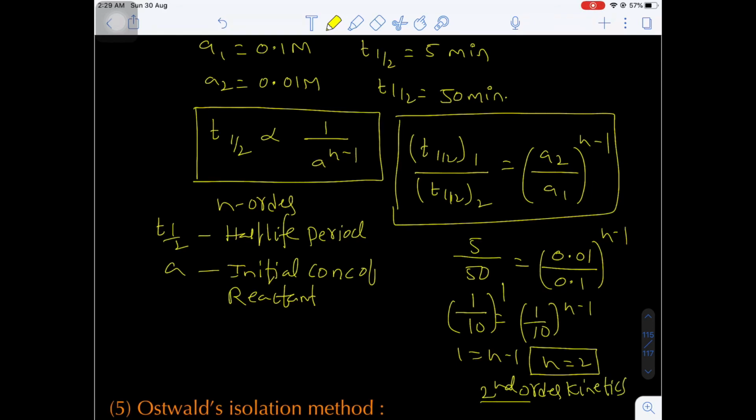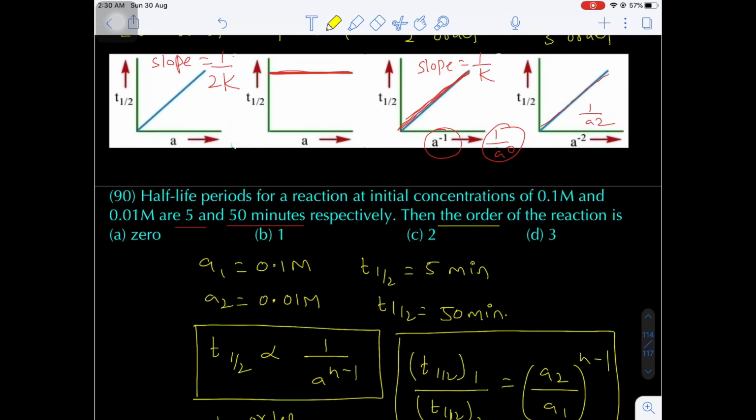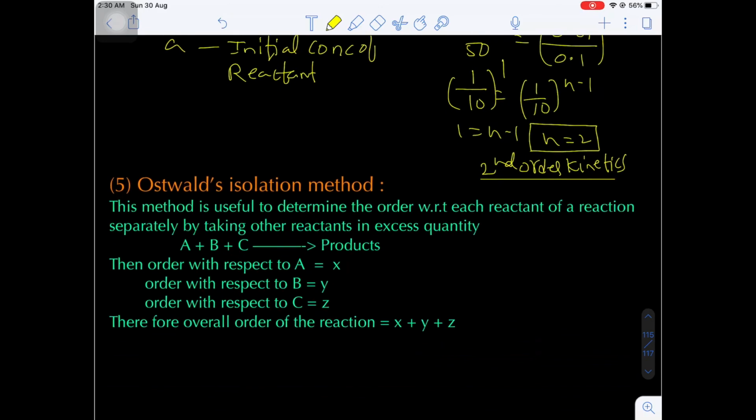What is the order of the reaction here? Second order kinetics. With the help of half-life period, we have to do different initial concentrations. If for two different initial concentrations the half-life periods are provided, then we can easily identify the order of the reaction. So this is corresponding to which order kinetics? Second order kinetics. Are you getting my point?